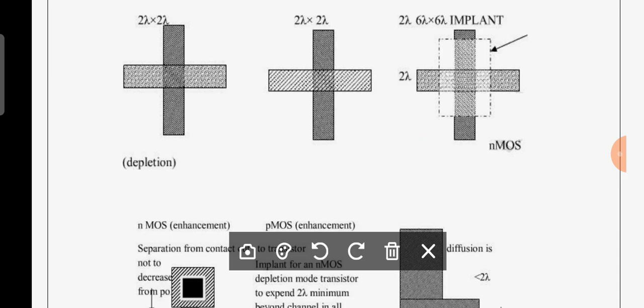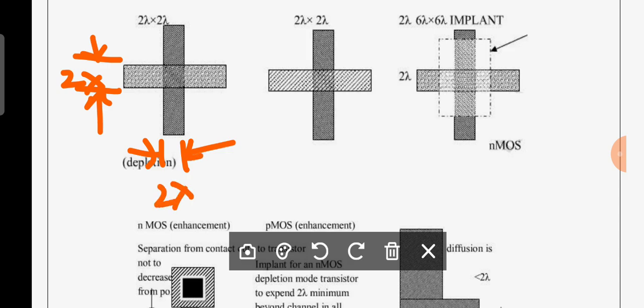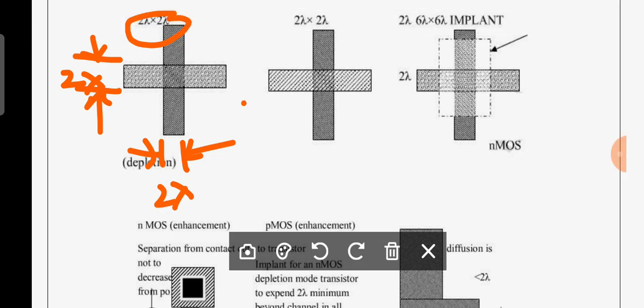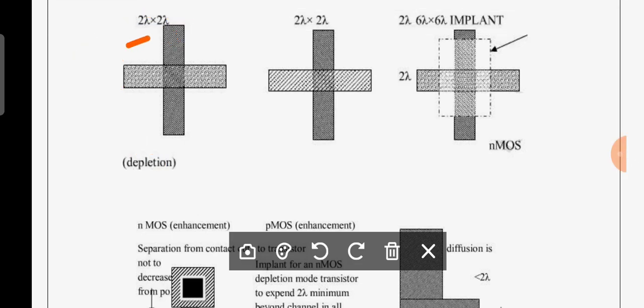We know the minimum width of diffusion is 2 lambda. The minimum width of poly is also 2 lambda. So what is the minimum size of your transistor? 2 lambda by 2 lambda. That is the minimum size of a transistor you can observe here. Similarly for NMOS or PMOS, depending upon the diffusion, the minimum size of the transistor is 2 lambda by 2 lambda.